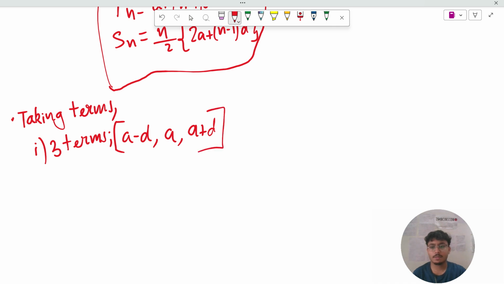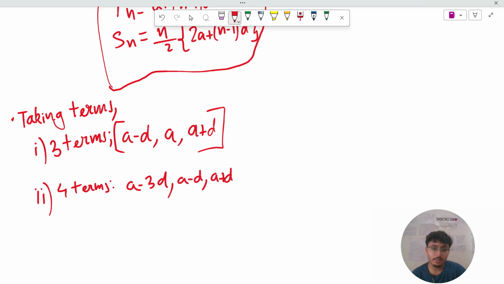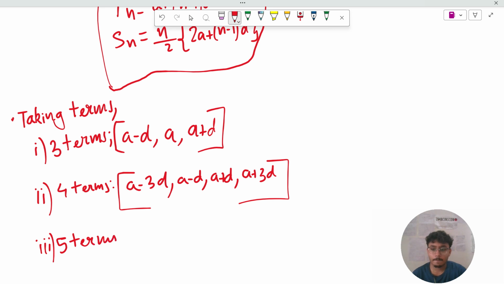Next comes if I'm going to take four terms in AP. That is going to be a minus 3d, a minus d, a plus d, and a plus 3d. Next up is five terms. This is again going to be a minus 2d, a minus d, a, a plus d, and a plus 2d.